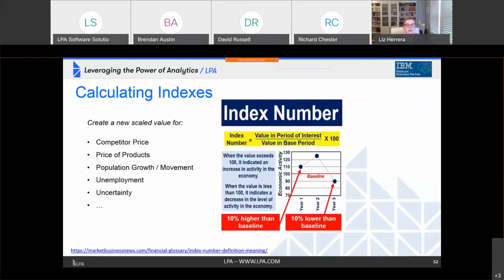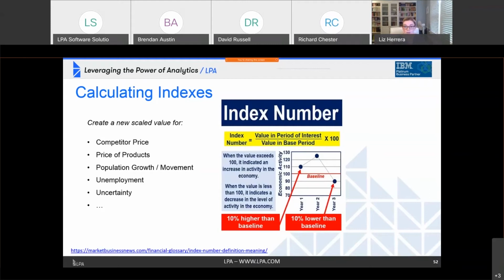Okay. The third thing here is calculating indexes. And again, this is an econometric principle that's been used forever, but I think we can use this in the current state a little bit differently. So you're basically creating a new scaled value. The basic formula is an index is the value in the period of interest divided by the value in the base period times 100. So, the base period is Monday of this week. Period of interest is Thursday of this week. Do the calculation, and that will get you the index number.